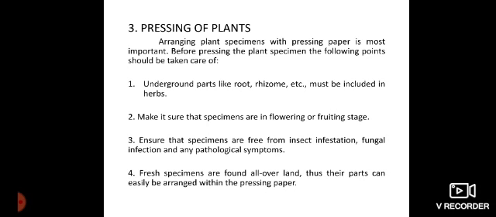Bulky organs may be sliced open to facilitate drying, and cotton batting or paper padding is often helpful around them. Make sure that the specimens are free from insect infestation, fungal infection or any other pathological symptoms. Usually fresh materials are found all over the land, and that selection is very important. Thus their parts can easily be arranged within the pressing paper.